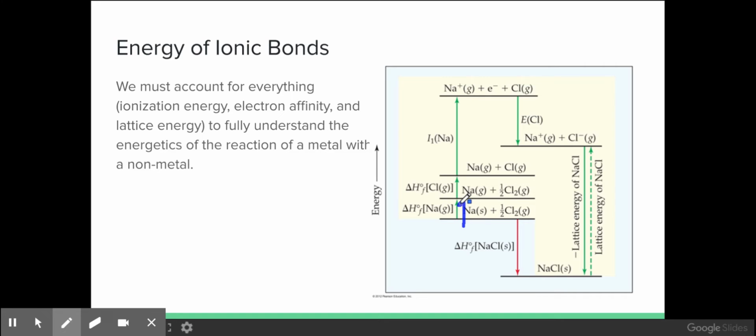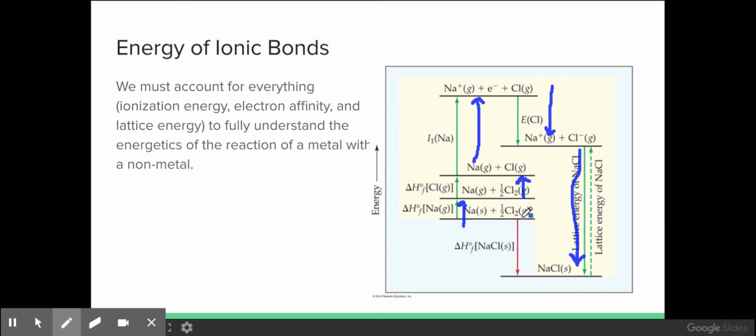We take the metallic element, we get it into the gaseous phase. That requires energy. We can take a diatomic element and we can break that chemical bond. That takes energy. We can take an element in the gaseous phase and remove an electron. Ionization energy takes energy. But when we add an electron to chlorine, remember, electron affinity is exothermic. And then when two charged particles are attracted to each other, they lower their potential energy.